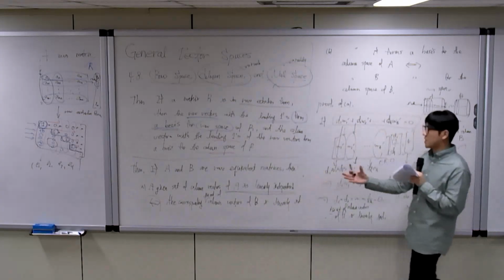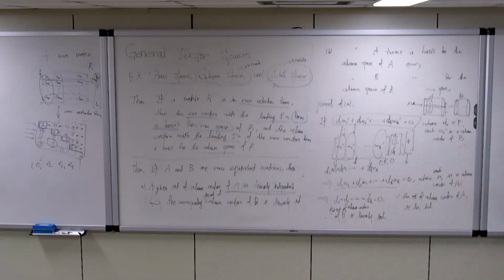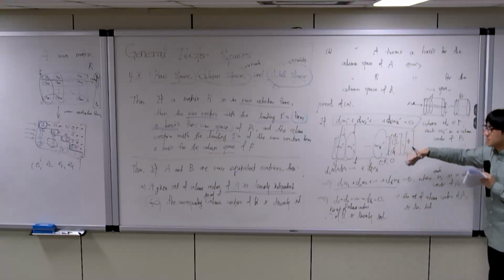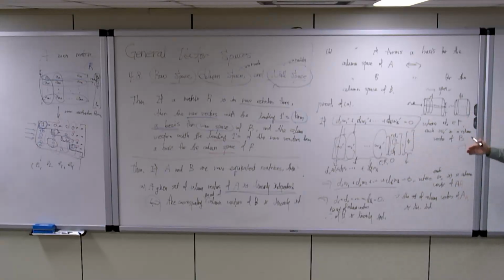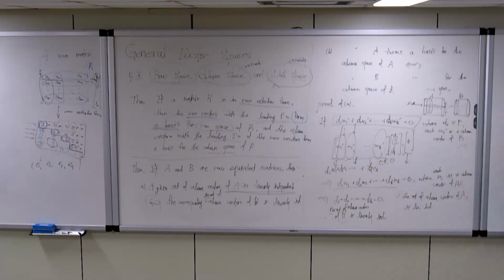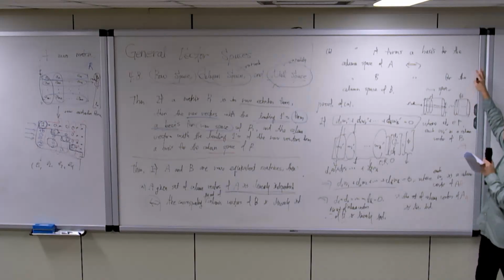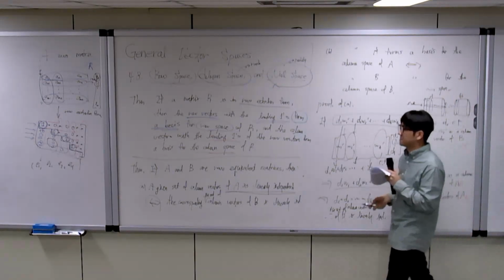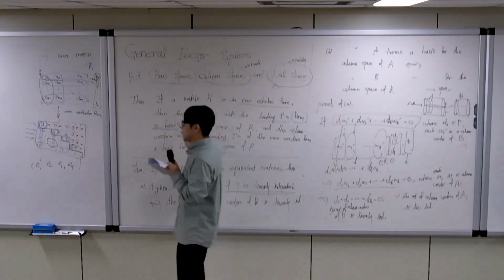So if you have two row equivalent matrices, and one matrix has linearly independent column vectors, then the other one is also linearly independent, and the same holds for being a basis.